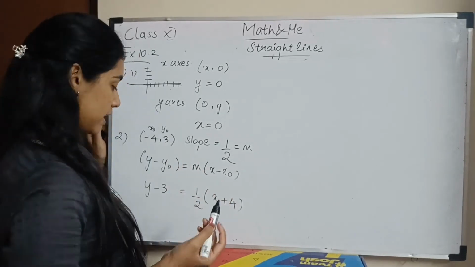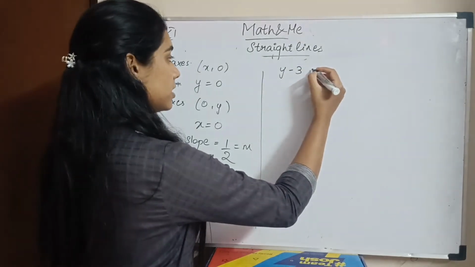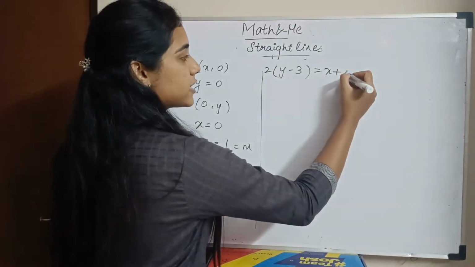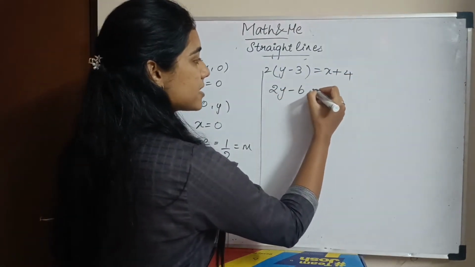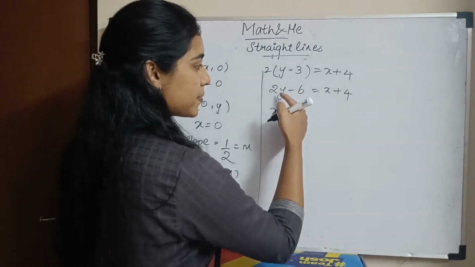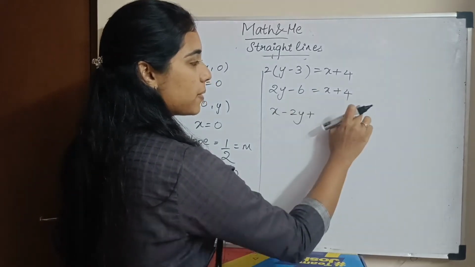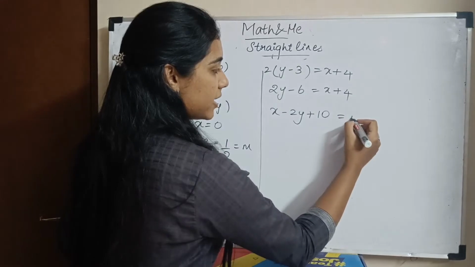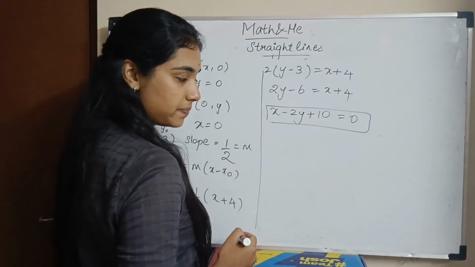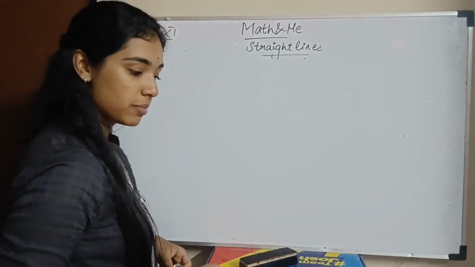Minus into minus gives a plus. So you get (y minus 3) times 2, I am multiplying this here, equals x plus 4. So I have 2y minus 6 equals x plus 4. I am bringing everything to one side. So I have x minus 2y plus 4 plus 6, so I have plus 10 equals 0. So this is my equation. Question number 3 is very similar to question number 2. So I am directly going to solve question number 4.